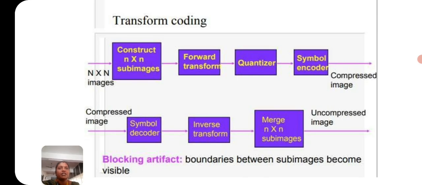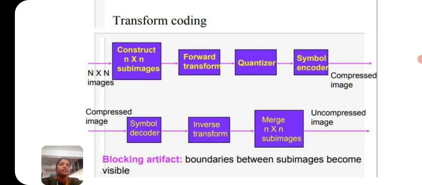corresponding to different frequencies. The common transform methods are discrete cosine transform, discrete Fourier transform, and wavelet transform. The discrete cosine transform is widely used in JPEG compression. It separates the image into high and low frequency components. Coming to the discrete Fourier transform, it decomposes the image into sinusoidal components. And wavelet transform is used in more advanced image compression methods like JPEG 2000.